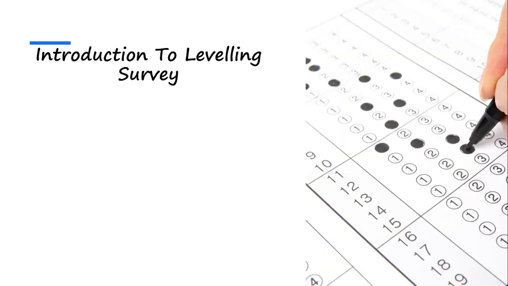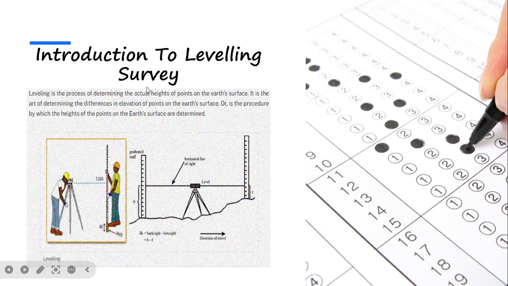The introduction to leveling survey. Leveling is the process of determining the actual heights of points on the surface. It is the part of surveying that involves determining the actual heights of various points on the Earth's surface. It is the art of determining the differences in the elevation of points on the Earth's surface, or simply the procedure by which the heights of the points on the Earth's surface are determined. So that's what leveling survey means.